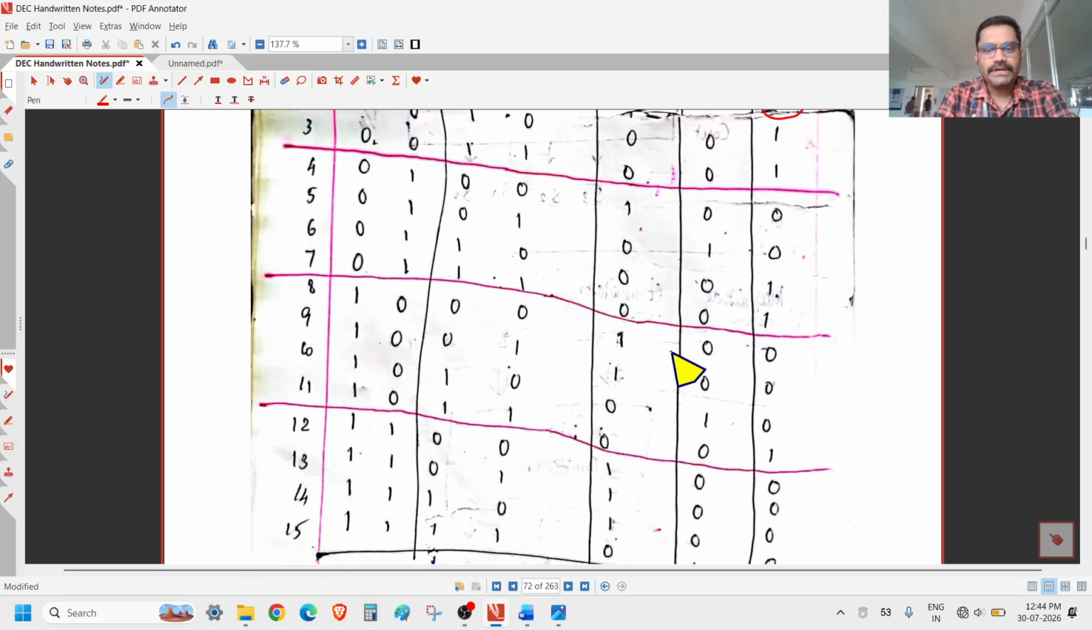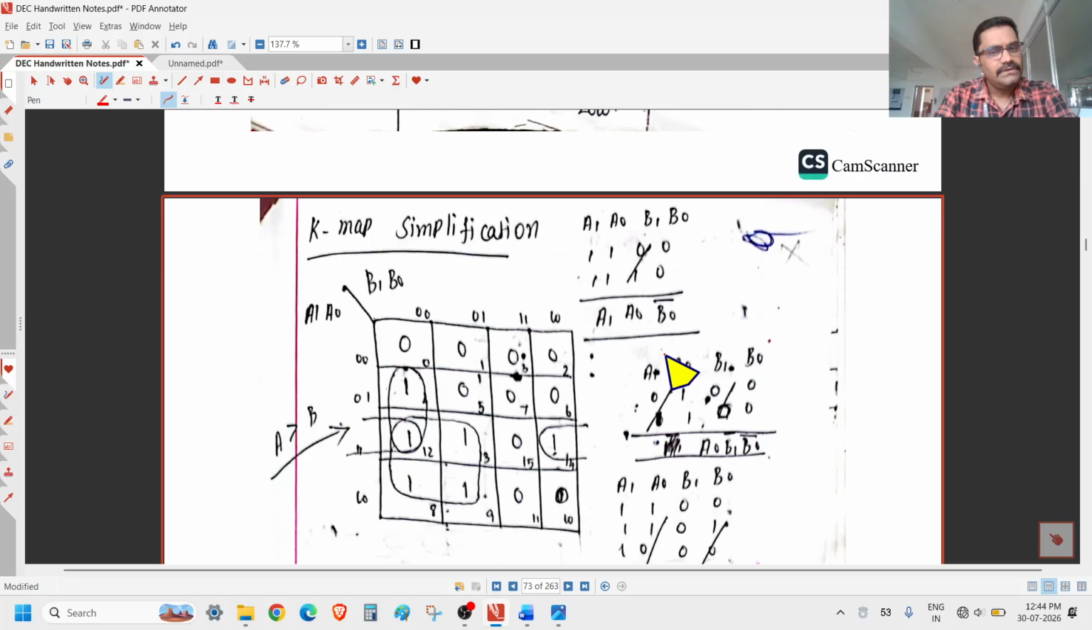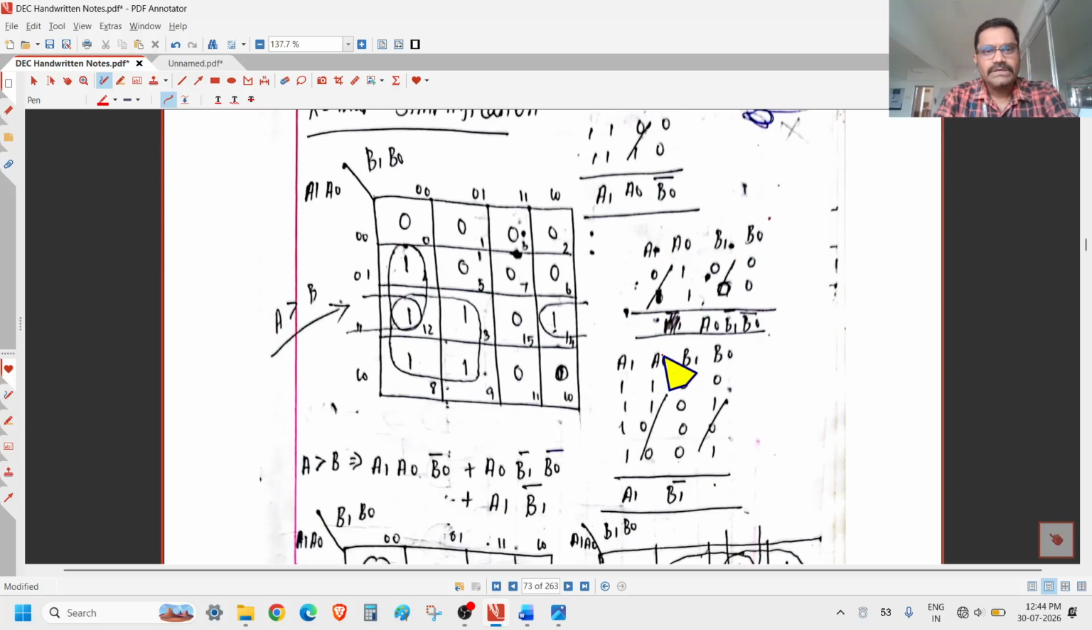So once you have completed the truth table, what is the next part? Yes, you are correct. The K-map simplification. Okay, so you have to draw the K-map for A greater than B, A less than B, and A equal to B. Once you have completed the K-map, if the equation is very lengthy, try to reduce the equation as much as possible with the help of Boolean algebra. We already discussed that in the previous video, so if you want that, just check that video.